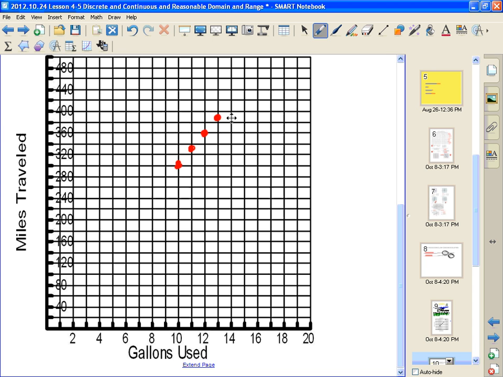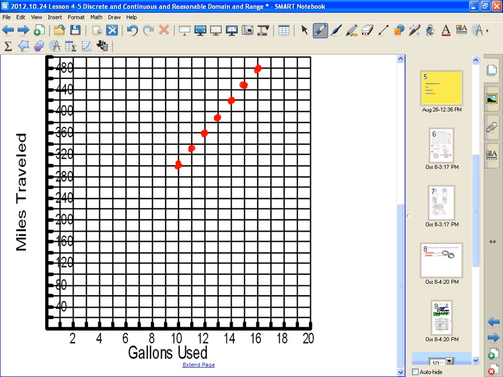And then 14, 420. And then 15, 450. And then 16, 480. So on this one, we once again need to decide, should we connect the dots or just leave them alone?